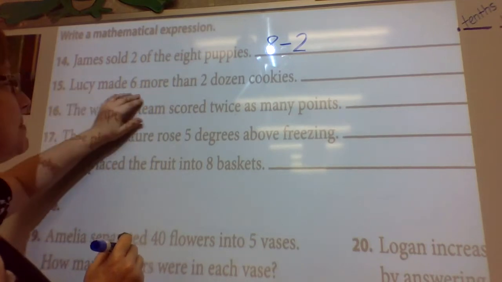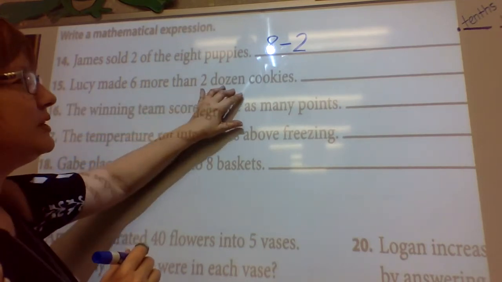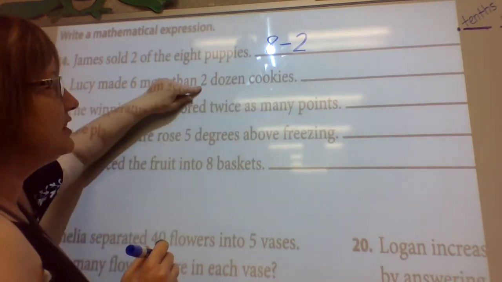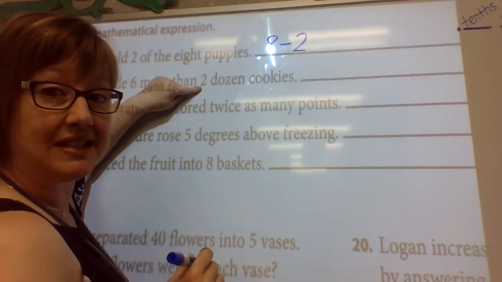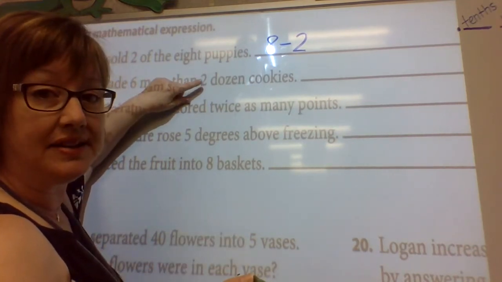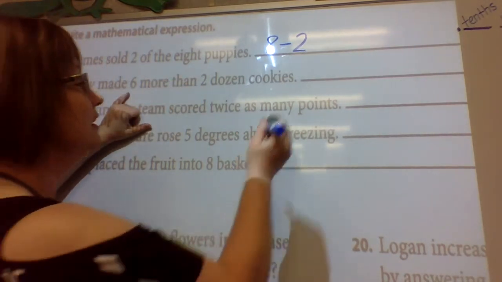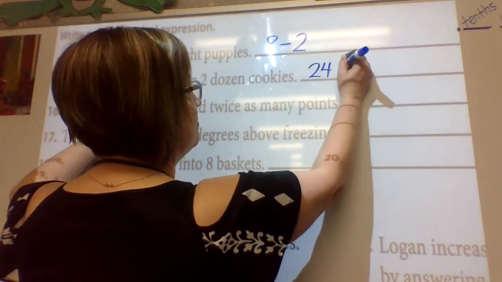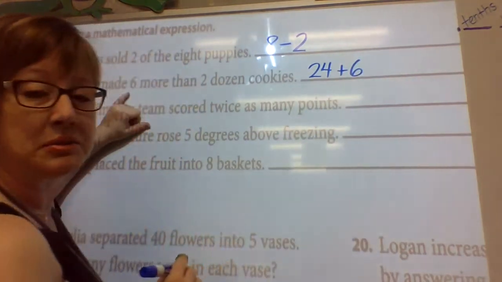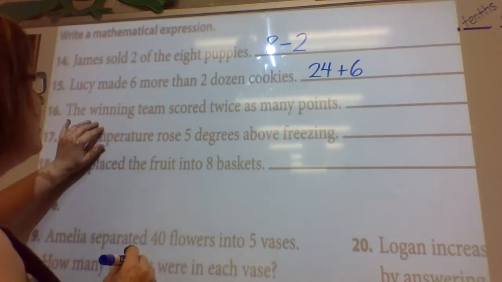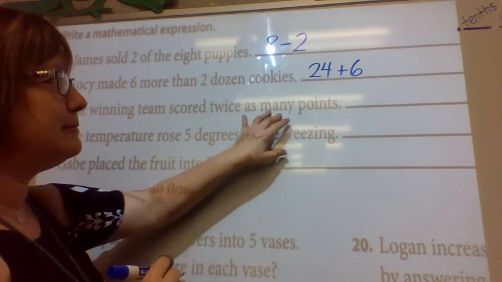Okay? Lucy made 6 more than 2 dozen cookies. Okay, what's 2 dozen equal? How much is a dozen? 12, and 2, 12 times 2 is 24, and she made 6 more. So you're going to write 24 plus 6, or 6 plus 24. Either way works.